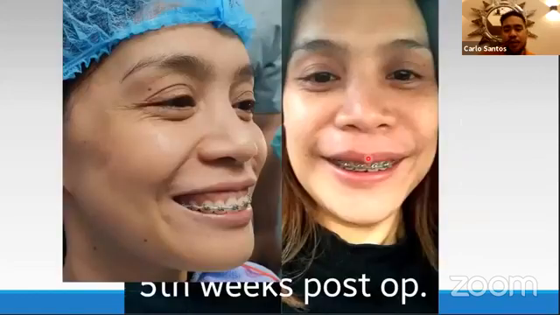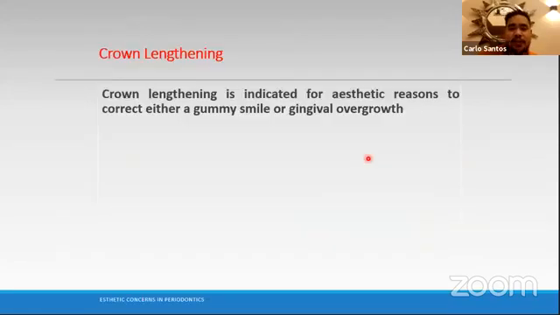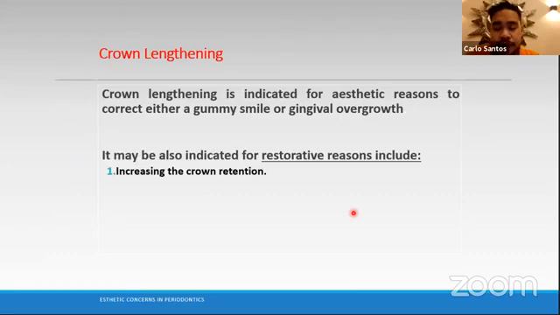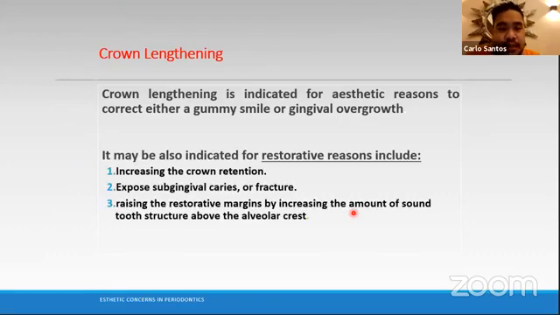Okay, so we go to aesthetic crown lengthening. Crown lengthening is indicated for aesthetic reasons, to correct either a gummy smile or gingival overgrowth. Again, we have to know the etiology, or the root cause, of the disease. It may also be indicated for restorative reasons.